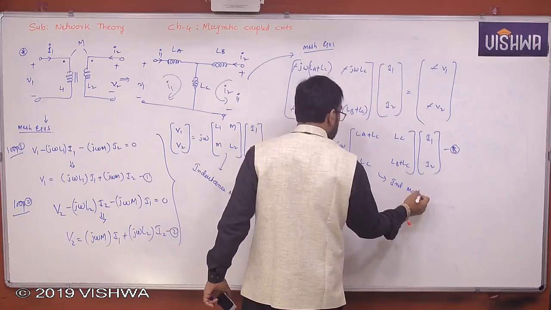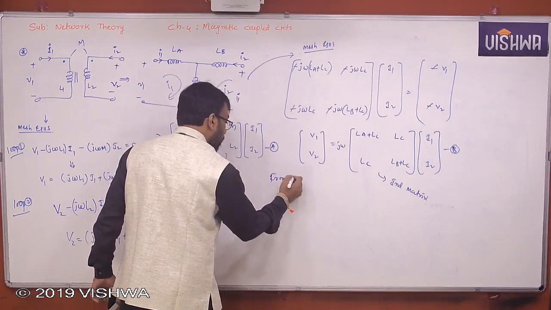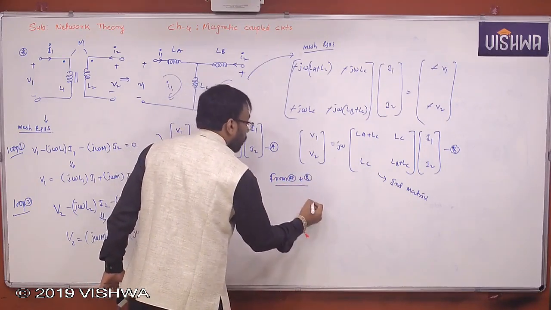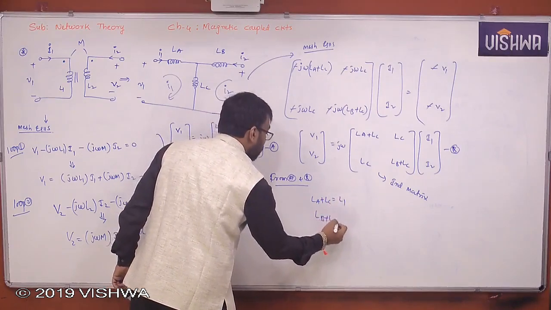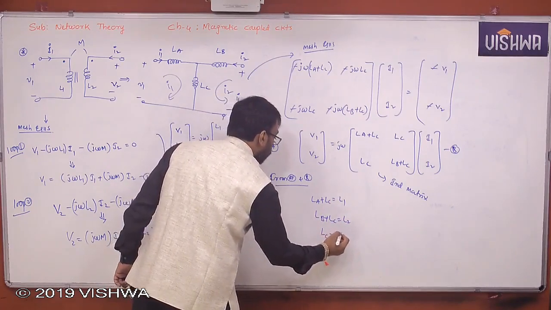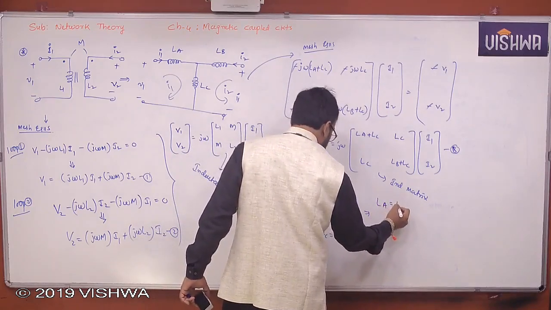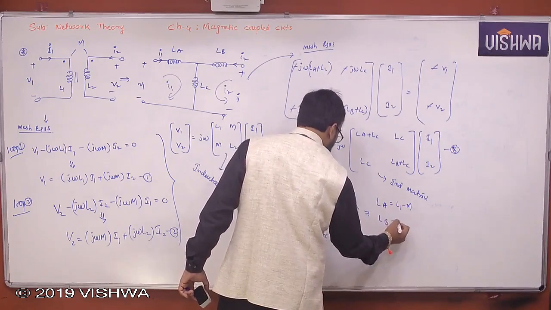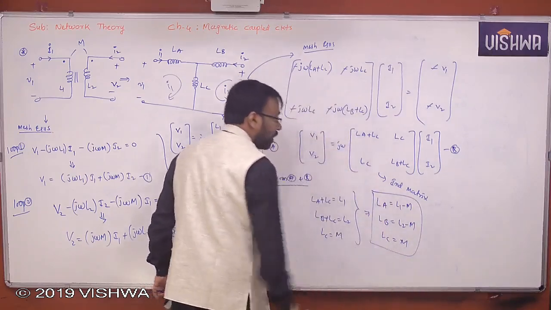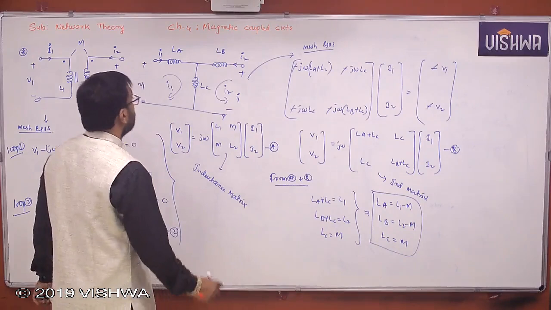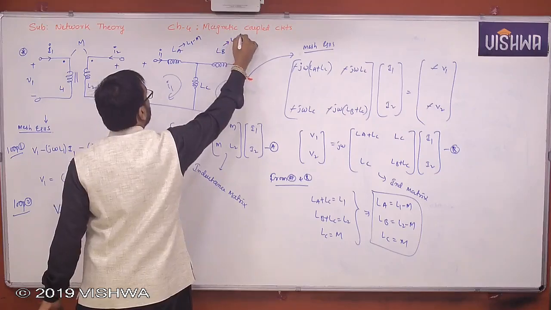Inductance matrix. Both the matrices when you compare, from equation A and B, LA plus LC is equal to L1, LB plus LC is equal to L2, LC is equal to M. From this we can get LA is equal to L1 minus M, LB is equal to L2 minus M, LC is already M. Yes or no, all of you? Therefore, this is how you can get it. Got it, all of you? So this is now L1 minus M, this is L2 minus M, this is M.